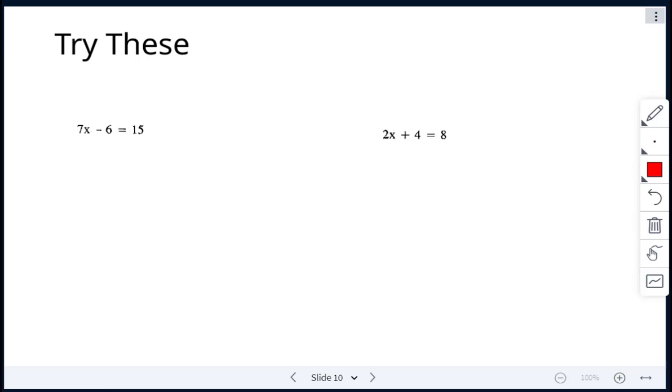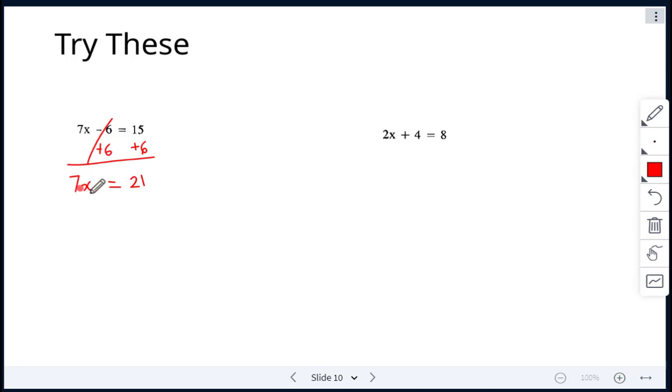So the first thing we're going to do in this equation is any opposite addition or subtraction. So we have a minus 6 here. So the opposite of that, we're going to add 6. So add 6 to both sides. Negative 6 plus 6, that just cancels each other out. That becomes 0. So on the left side, we're left with 7x. On the right side, we have 15 plus 6, which is 21. So now we have 7x equals 21.